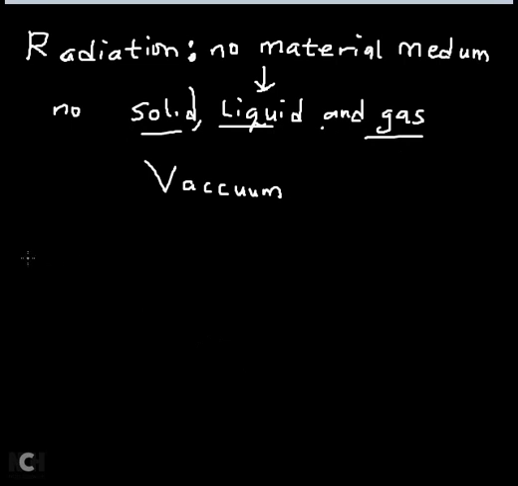For example, the heat that comes from the sun actually reaches the earth through radiation. So please take note of that. It is not liquid, solid, or even gas that transfers the heat from the sun to the earth. It actually transfers to the earth through a process known as radiation.